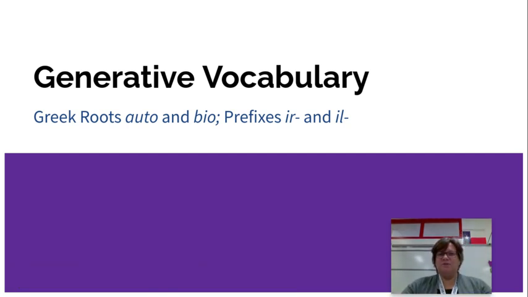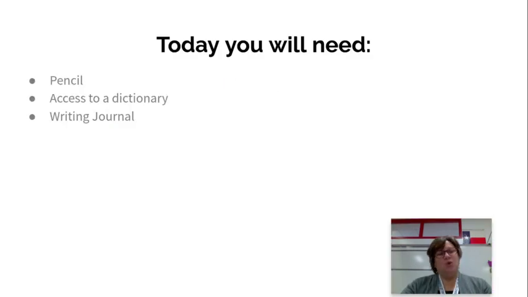We're going to do our generative vocabulary. Today, we are going to talk about Greek roots auto and bio and prefixes IR and IL. Today, you will need a pencil, access to a dictionary, and a writing journal.